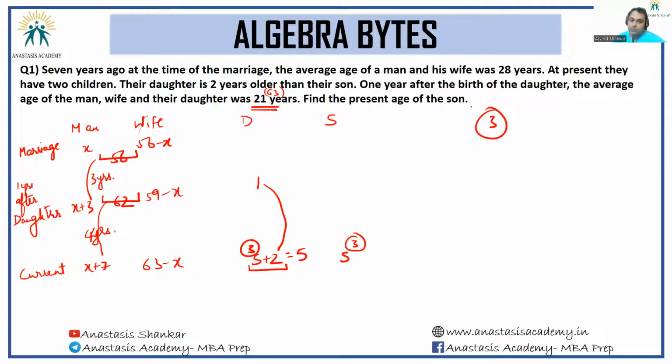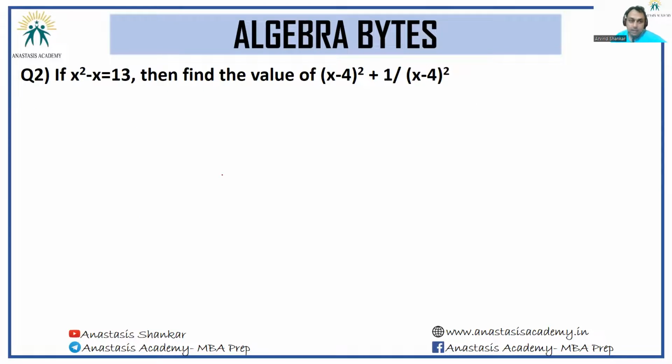It should be 3. Next, if x square minus x is equal to 13, find the value of x minus 4 whole square plus 1 by x minus 4 whole square. Okay. In order to get to this form, I need x plus 1 by x or a plus 1 by a or a minus 1 by a, some of one of those two sorts. And it has to be x minus 4 only.